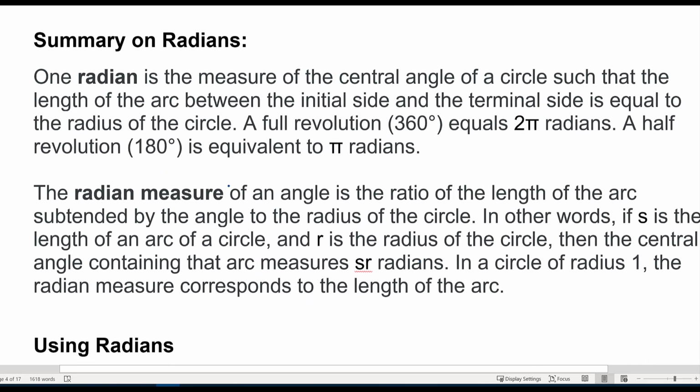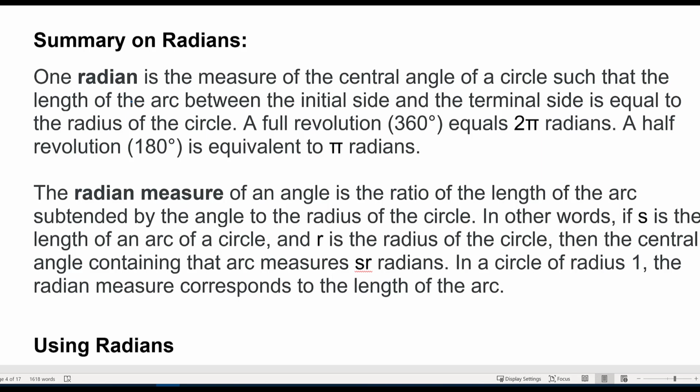Summary on radians. 1 radian is the measure of the central angle of a circle such that the length of the arc between the initial side and the terminal side is equal to 1 radius of the circle. A full revolution of 360 degrees is 2 pi radians. A half revolution is 180 degrees, which is equivalent to pi radians.